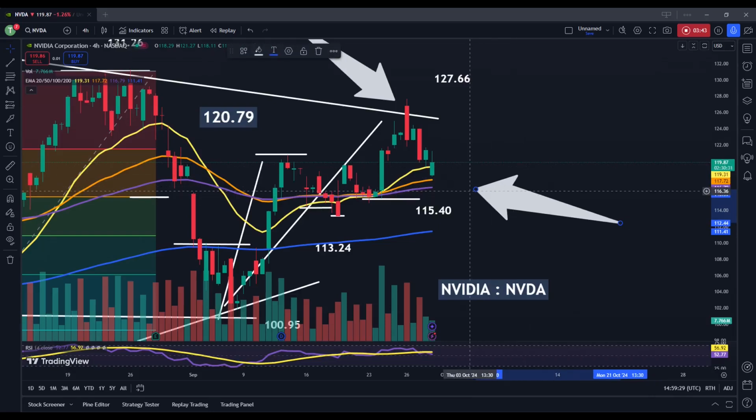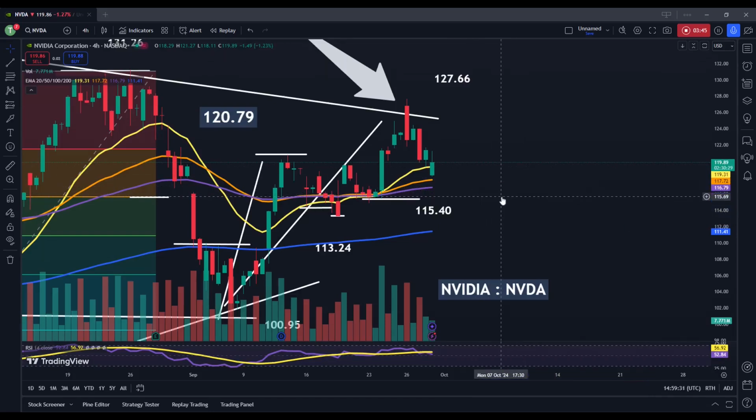In my view, what really needs to happen at this point is you need, at the minimum, to see a bounce off of 115.40. If you see a break below there, that would be a fairly significant bearish event on these shorter term time frames.